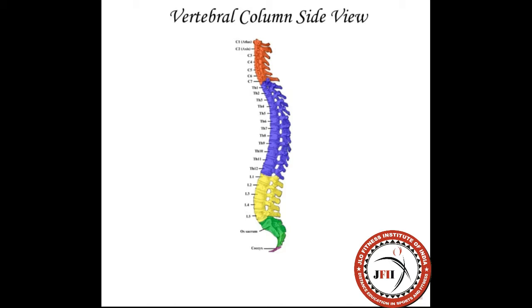But you can see that these curvatures, 1, 2, 3, 4, it's very wavy. From the front and back, it should look straight, but from the side, these curvatures help give us our posture.